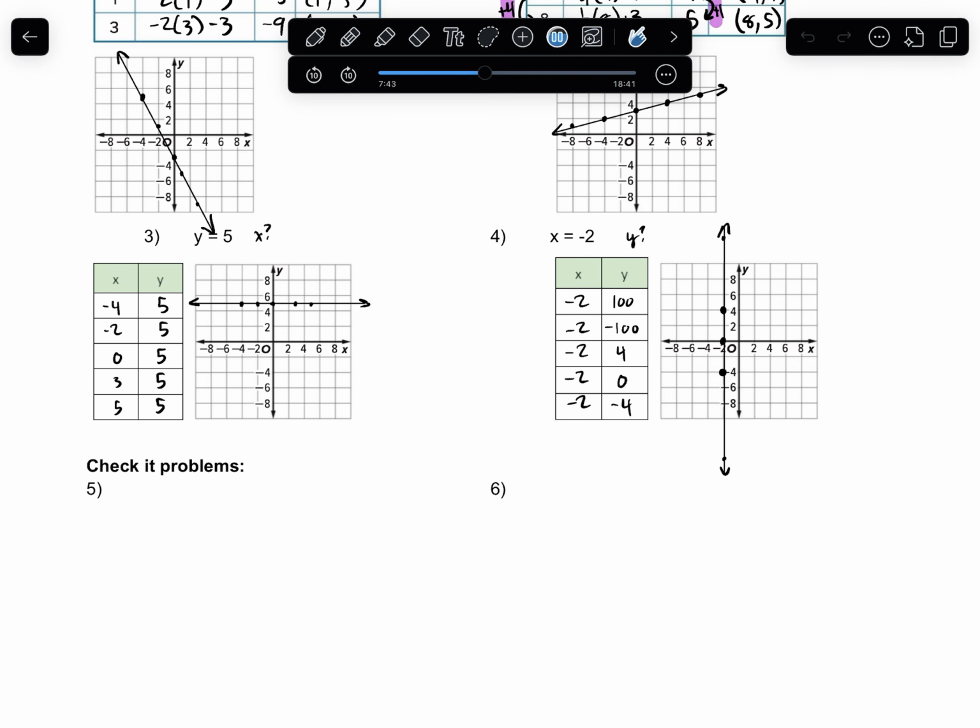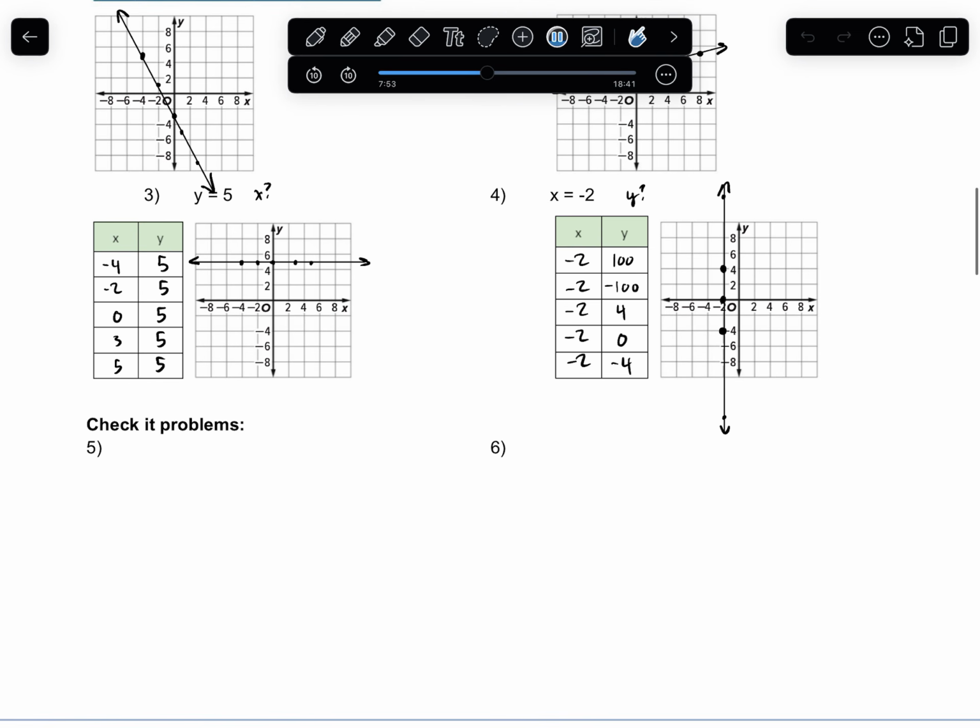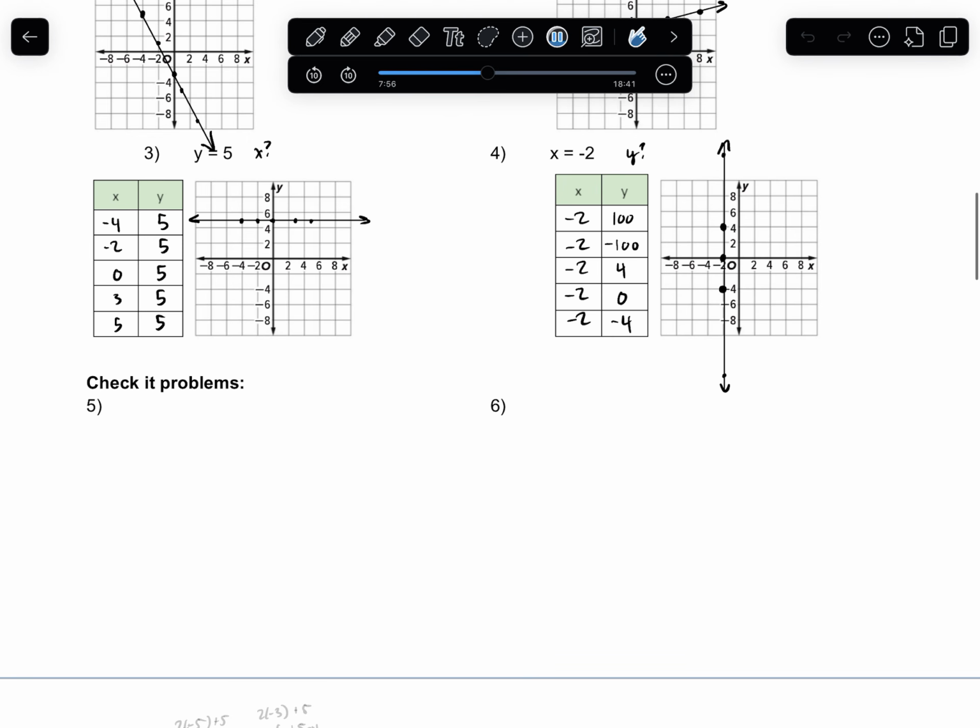So even though you have just one variable, in this case x equals -2, then all your x's will be -2. It just doesn't really matter what your y is. And that's how you graph number 4.